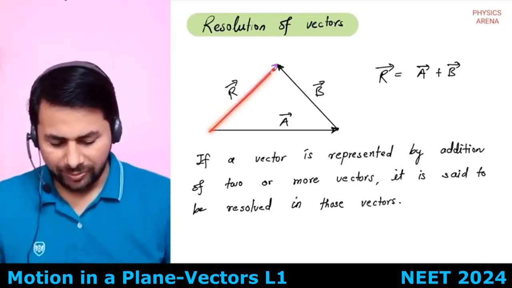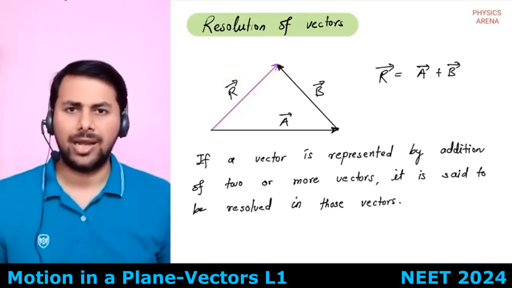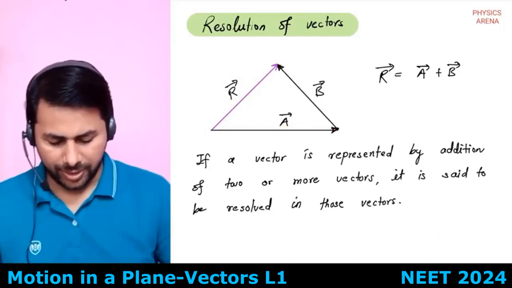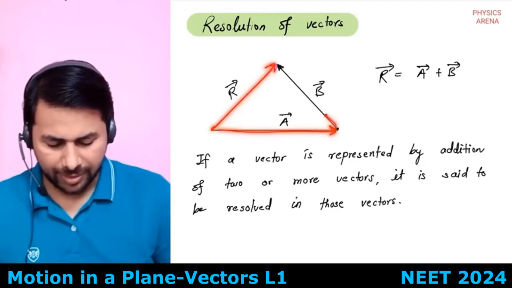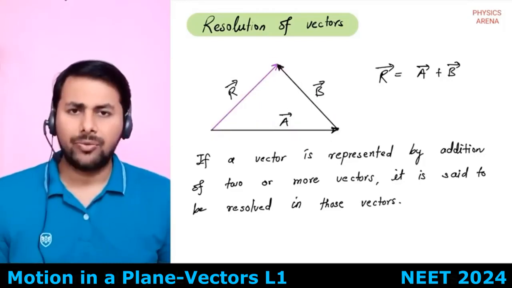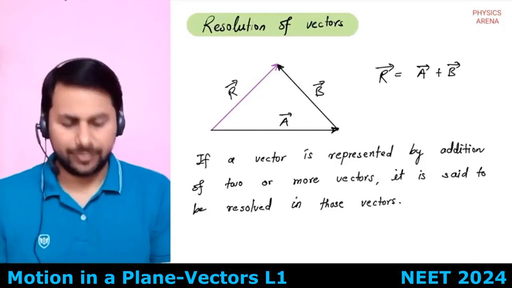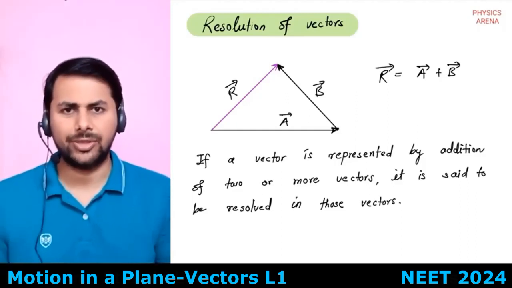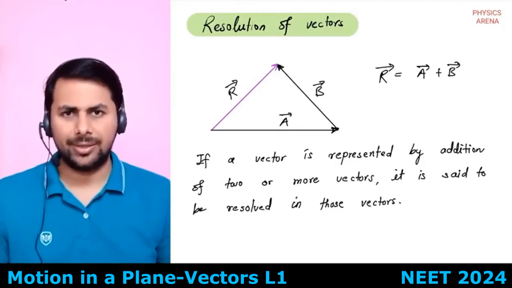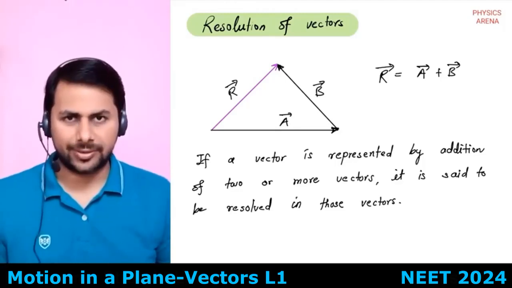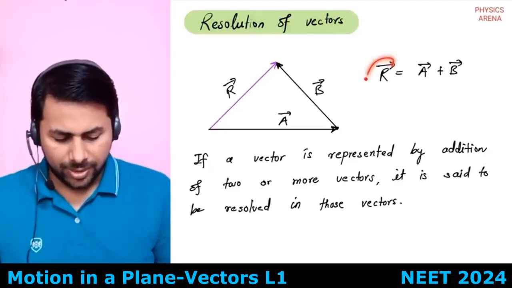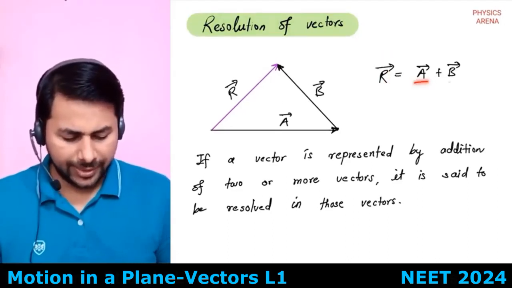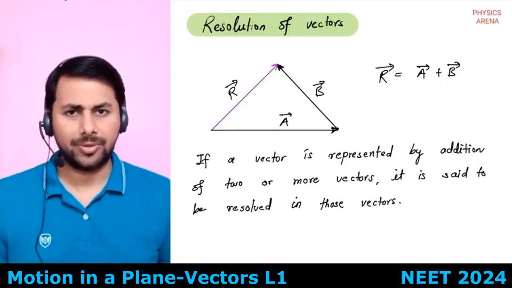So suppose you have some vector r bar, and if you write it as addition of two vectors, here r bar is equal to a bar plus b bar, then we say that r bar is resolved into a bar and b bar. This is just resolution. Resolution meaning representing a vector by addition of two or more vectors. This one is known as the resultant, the vector that you resolve, and these are known as the components of the vector.